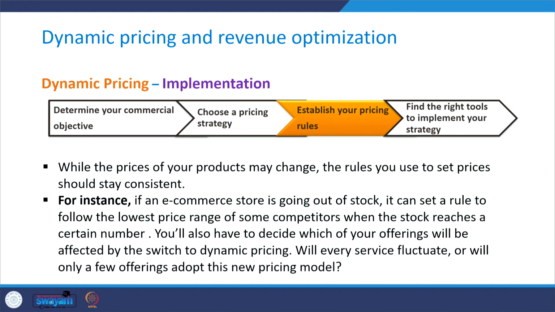The third step is establishing your pricing rules. While the prices of your product or services may change, the rules you use to set prices should stay consistent. For instance, if an e-commerce store is going out of stock, it can set a rule to follow the lowest price range of some competitors when the stock reaches a certain number. You'll also have to decide which of your offerings will be affected by the switch to dynamic pricing. Will every service fluctuate, or will only a few offerings adopt this new pricing model? So these decisions need to be taken.